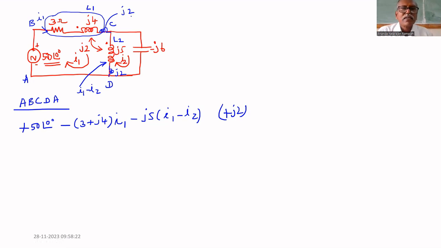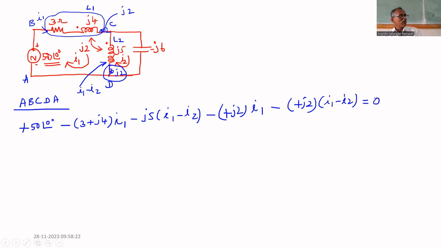Here j2 is positive or negative? Positive, because here and here the current is entering in the same direction. We are traveling along the I1 direction, that's why minus j2 I1. Here also it is positive, so we put j2 positive, traveling along the (I1 minus I2) current direction, minus j2 (I1 minus I2), equal to 0.